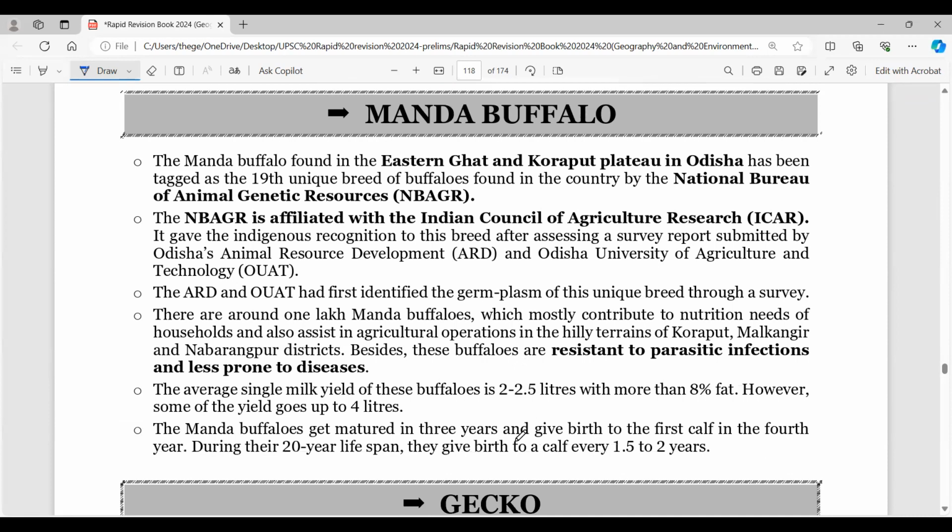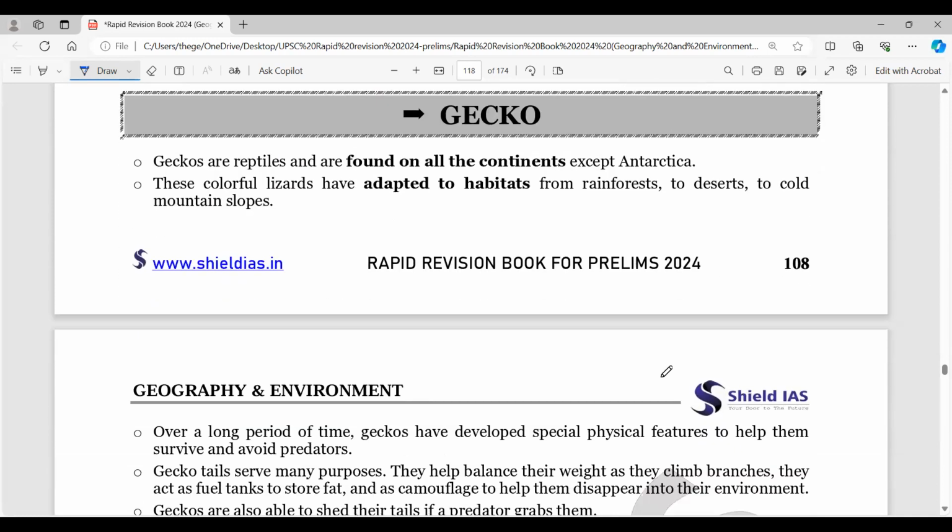Come to Manda buffalo. So this is Manda buffalo found in Eastern Ghats, Koraput Plateau in Odisha. And here is something, National Bureau of Animal Genetic Resources. Okay, so this is a very unique breed. So NBAGR is affiliated with Indian Council of Agricultural Research, that you can see here. So again, a question related to this could be part of it. And it's also resistant to parasitic infections, less prone to diseases. So that's the important point here.